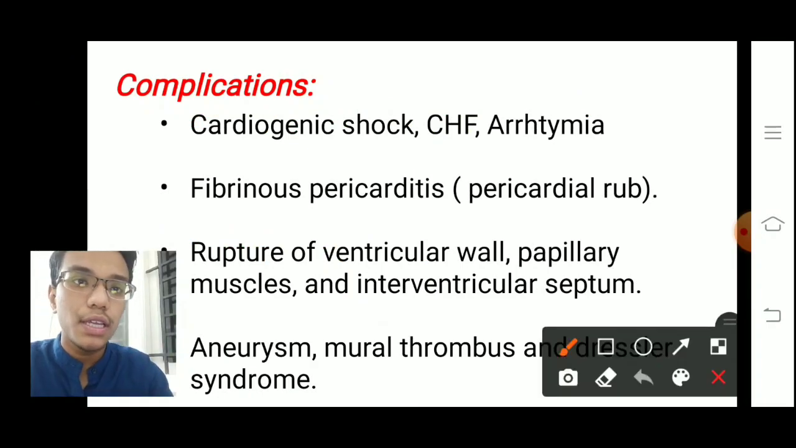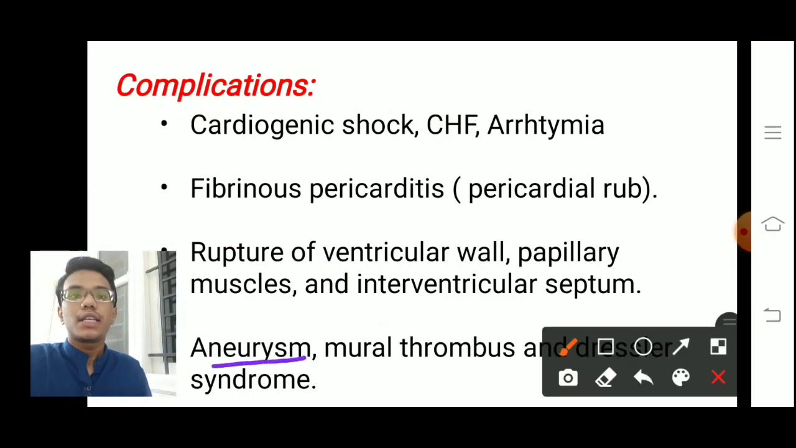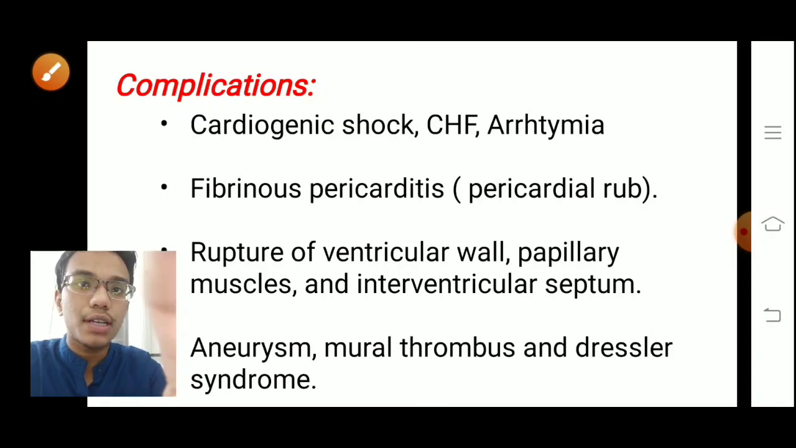Now coming to the 4th complication, which is the aneurysm. You know that finally, after the healing process gets completed, scar formation occurs, right? And now this scar is very fragile. It's not healthy, it's not strong, it does not have the structural integrity of the heart muscle. As the scar is so fragile, it may break off, or it may weaken the wall of the heart, which leads to the formation of aneurysm. And also another condition is mural thrombus formation, and also Dressler syndrome.